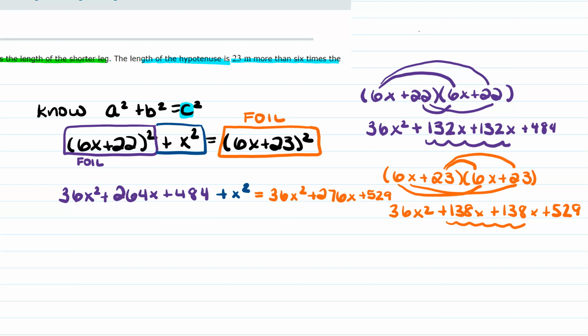So this is a quadratic equation. In a quadratic equation, you need everything on one side and 0 on the other. So let's subtract 36x squared.